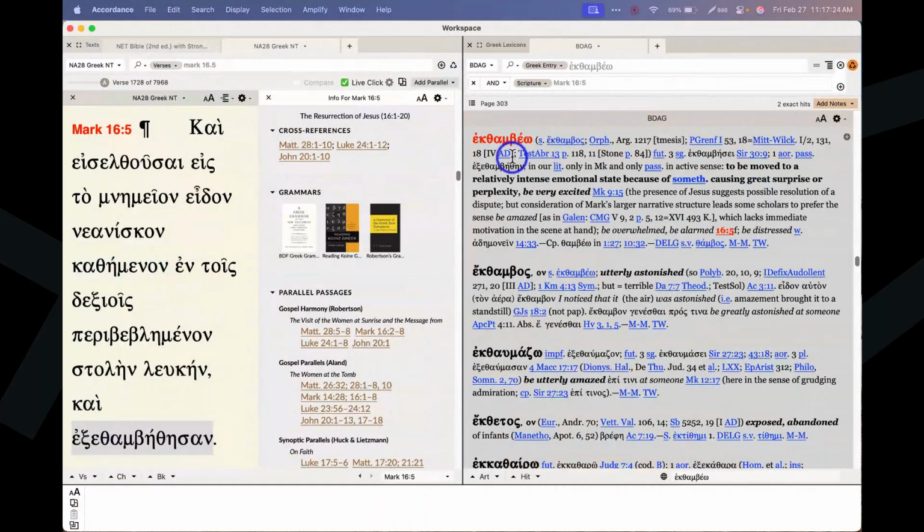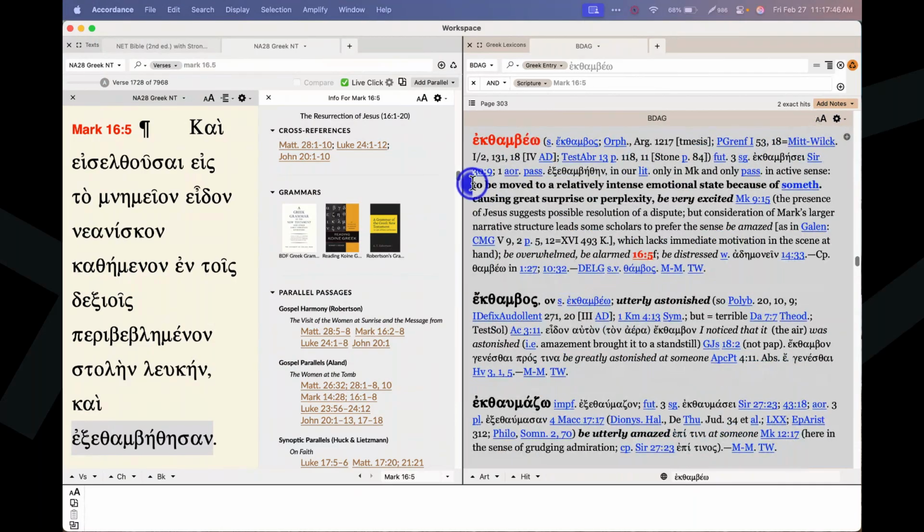BDAG gives us for ekthambeo: to be moved to a relatively intense emotional state because of something causing great surprise or perplexity. That is what you call a definition. And then what's after that in italics is a gloss or a translation equivalent: be very excited. We know from BDAG that this is a wonderful definition, but it would not be something we'd put into our translation. We would not say, and the women were moved to a relatively intense emotional state, causing great surprise or perplexity.